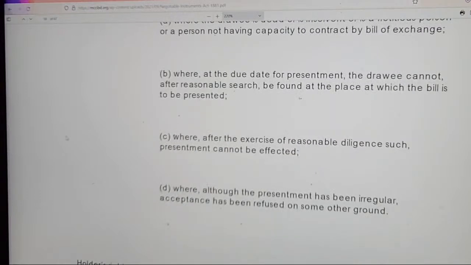B. Where at the due date for presentment, the drawee cannot, after reasonable search, be found at the place at which the bill is to be presented.